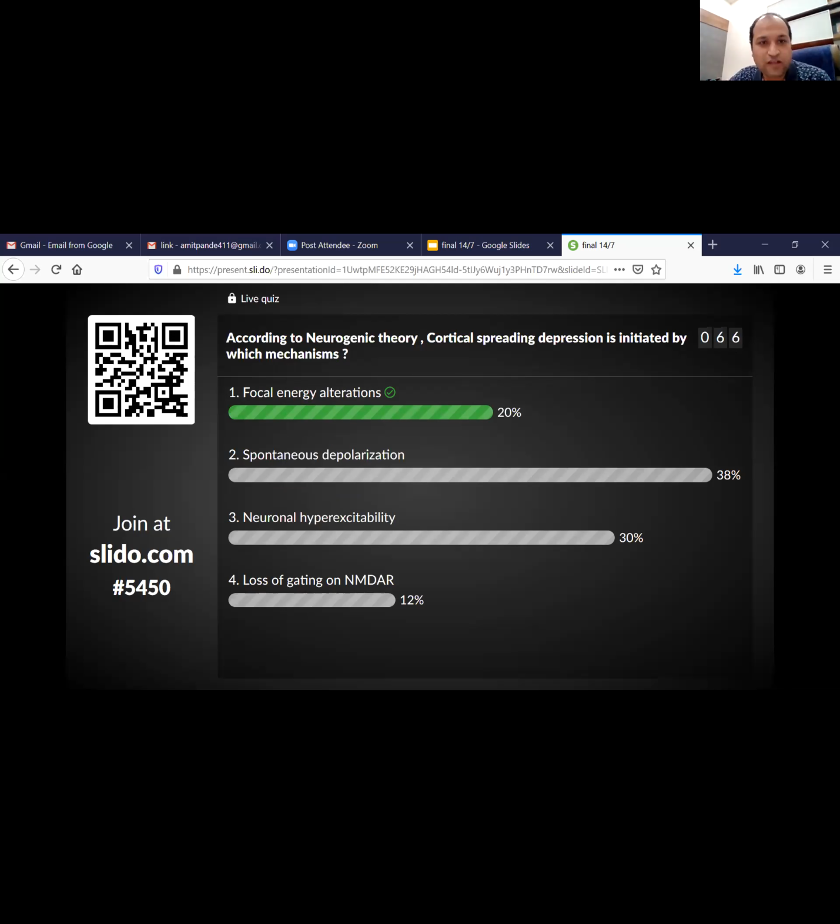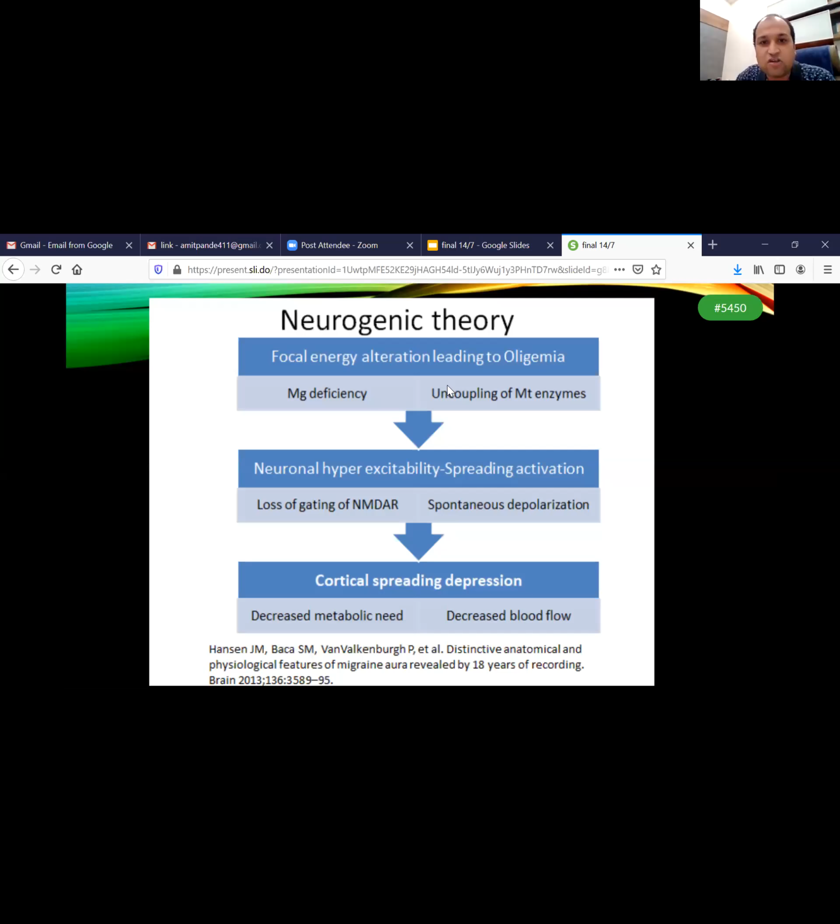So in the neurogenic theory, there is focal energy alteration leading to an area of oligoemia. Coupled with magnesium deficiency and uncoupling of mitochondrial enzymes, this leads to neuronal hyperexcitability and spreading activations, which cause loss of gating of NMDA receptors. There is spontaneous depolarization, and there is cortical spreading depression. There is decreased metabolic need and decreased blood flow.